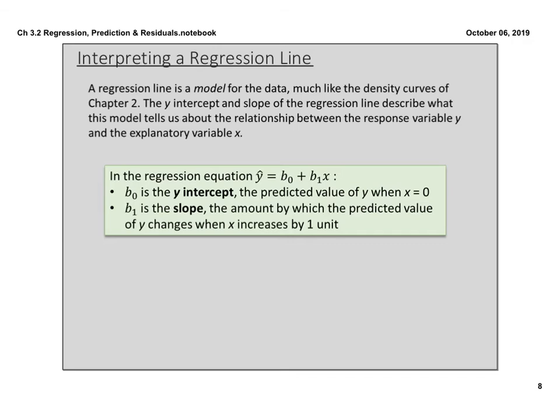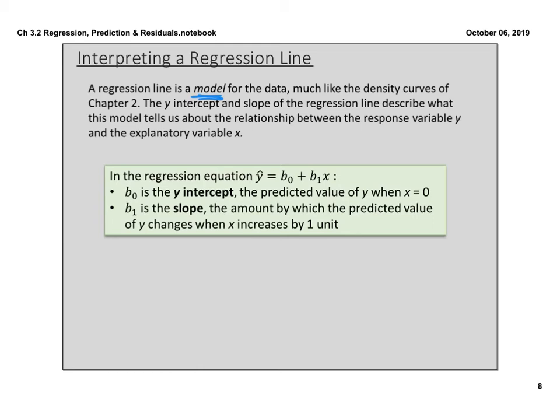So interpreting a regression line, it says a regression line is a model for the data, much like a density curve is a model for our data in chapter 2. When we were in chapter 2 and we were looking at density curves, those density curves were not perfect. They were a loose translation of where our data fell. They didn't show every single little nook and cranny and jagged increase or decrease or peak or valley. It gave us a general curve of whatever the data looked like. Okay, that's how the regression line is.